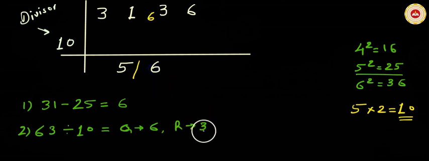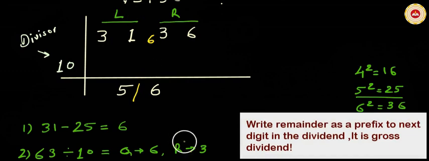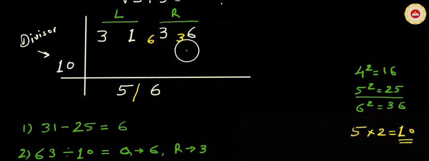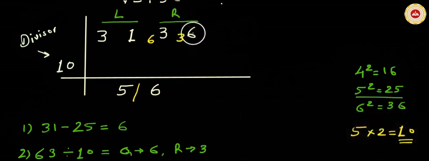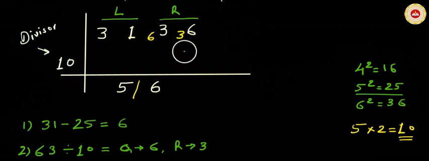And what about remainder 3? Write this remainder 3 as a prefix to the next digit in the dividend. See, now this is the dividend. Treat this number as the dividend and consider this as 36 gross dividend. Now let us calculate net dividend. How to calculate net dividend? Simple. Just subtract the duplex of 6 from gross dividend 36.